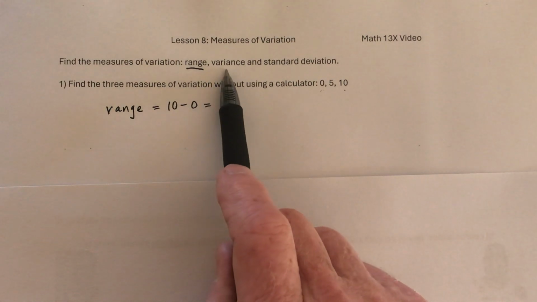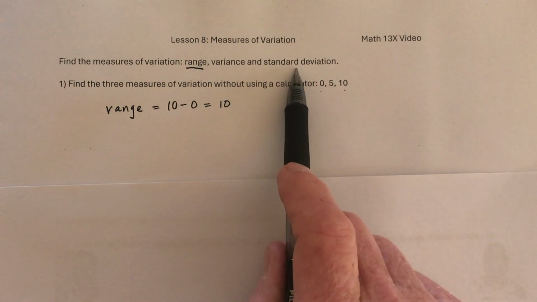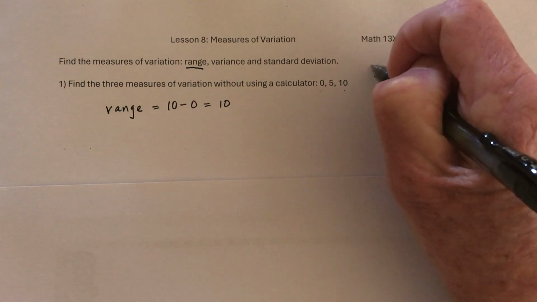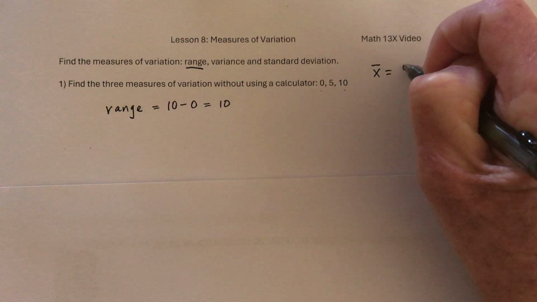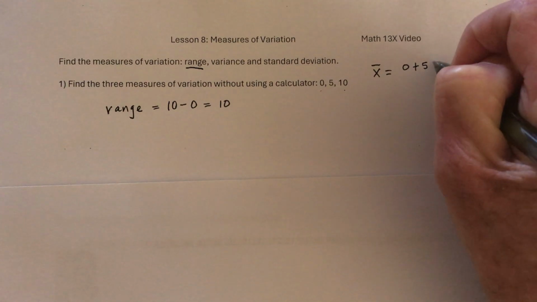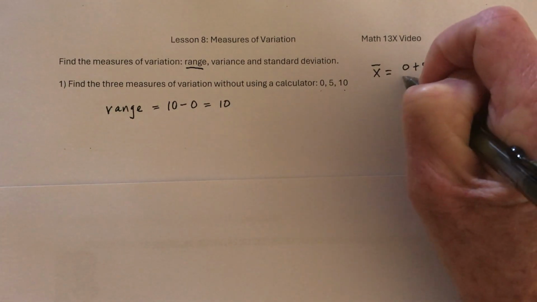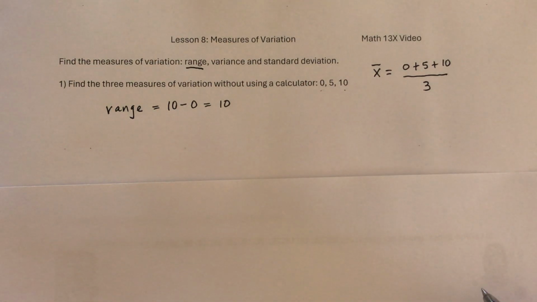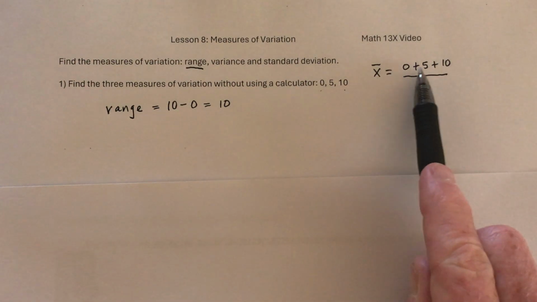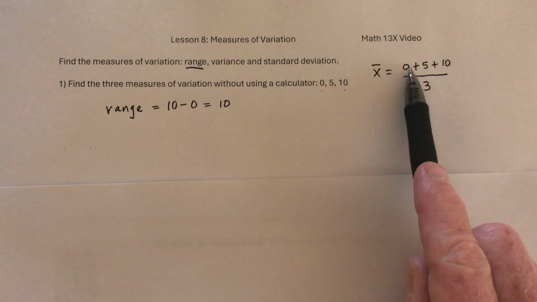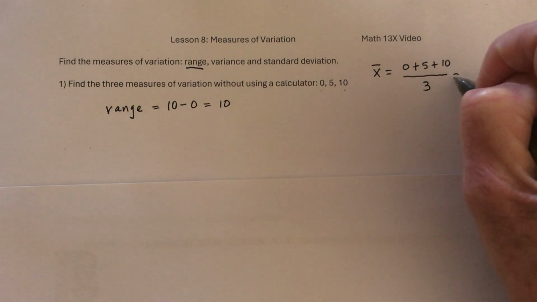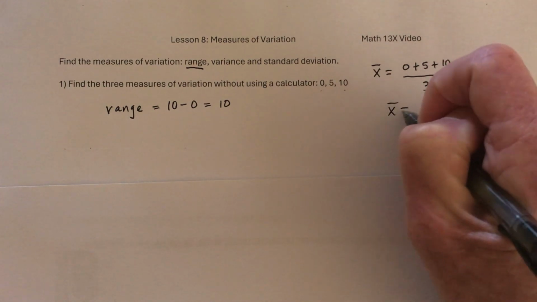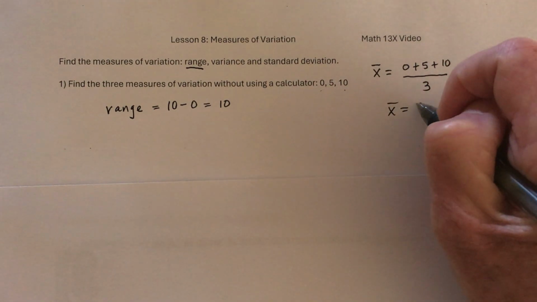Now for both the variance and the standard deviation, I first need to find the mean. So the mean, or x bar, is equal to 0 plus 5 plus 10. So add up all of the scores. And since there's 3 scores, divide by 3. So this will be 15 plus 0, so that means it's 15 on the top. And 15 divided by 3 is 5.